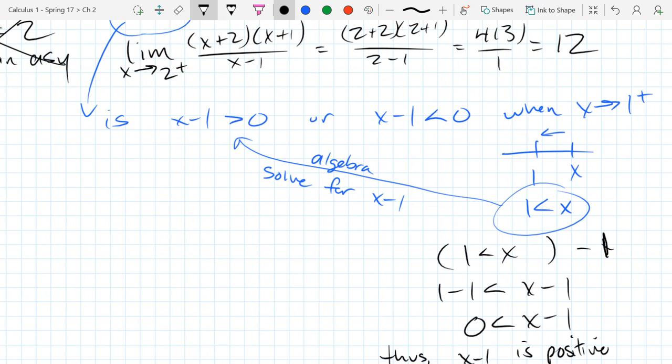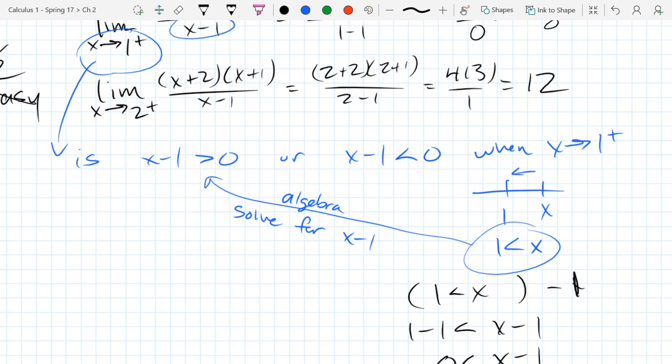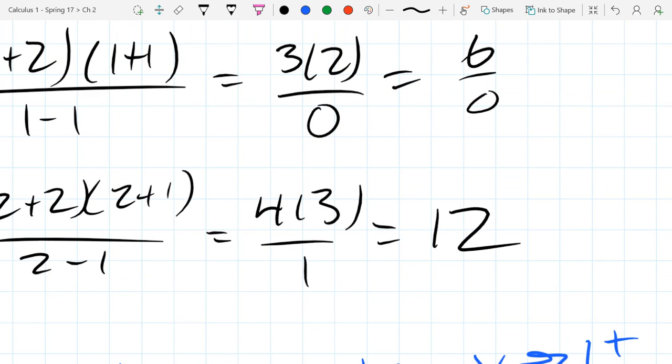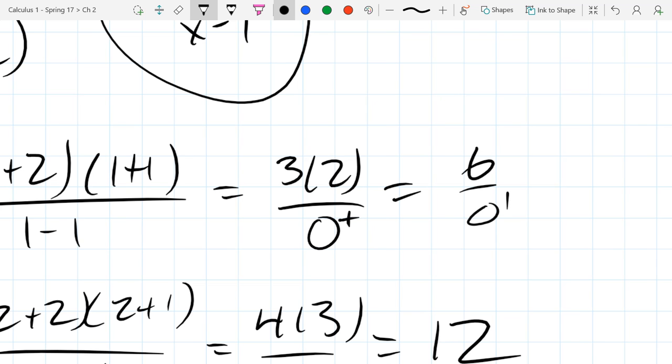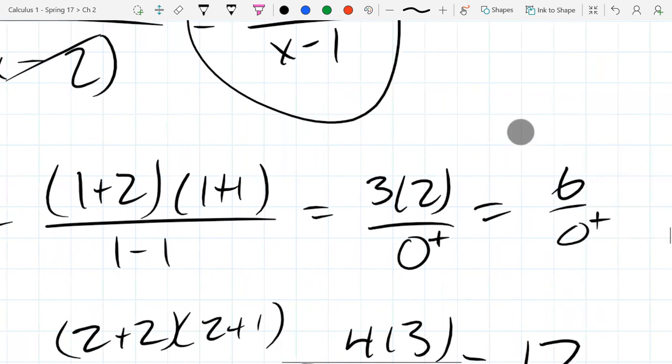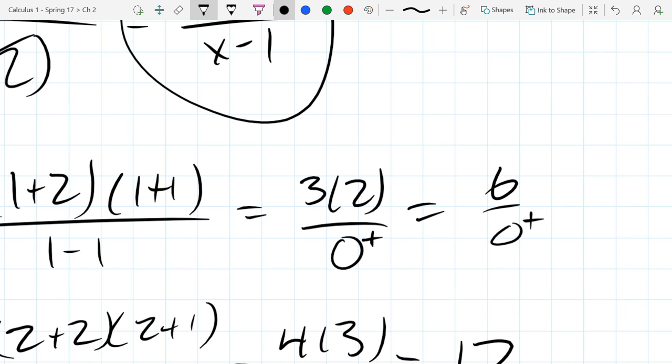We really relied on the fact that we were approaching from the right side. If I was approaching on the left side, this would be negative, not positive. So we're definitely dependent on the side we're approaching. I would get the opposite if I was approaching on the other side. All right, so x minus 1 is positive. So the zero that we see is a positive number. Yes, it is going to get very small, but it's going to be a very small positive number, not a very small negative number. And that is 6 over positive 0. What makes this positive infinity, not negative infinity?